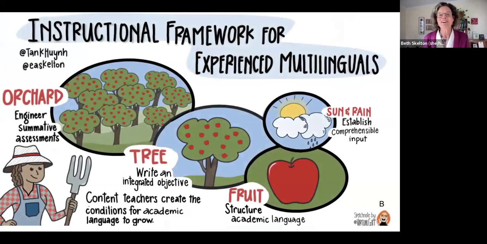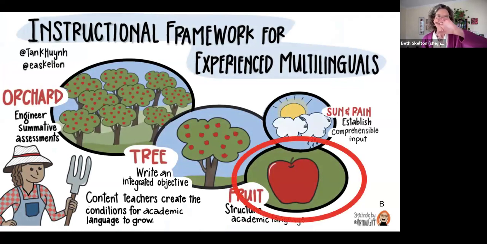So today, in our instructional framework for experienced multilinguals, we always backwards plan from the summative assessment into each individual lesson that helps students get to that summative. That's that orchard analogy where you think first, what am I growing? Apples, right? Or oranges. Each orange tree or apple tree in that orchard helps the students get to the success. And then finally, we're going to give them lots of comprehensible input and structure that academic output. That's what we're focused on here today.